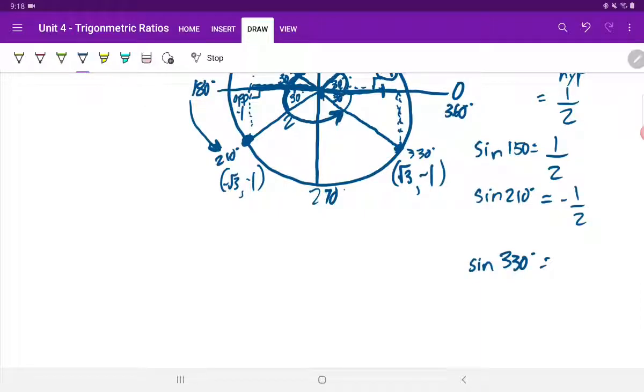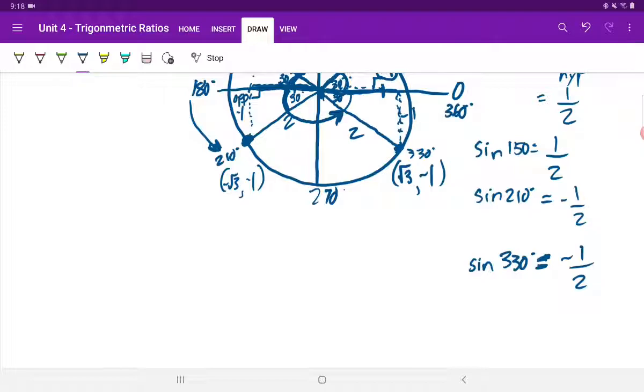Now remember the hypotenuse or the radius is always 2, positive, all right? Now when you do your ratio of opposite over hypotenuse, you once again get negative 1 over 2. And so that is where your negative values come from.